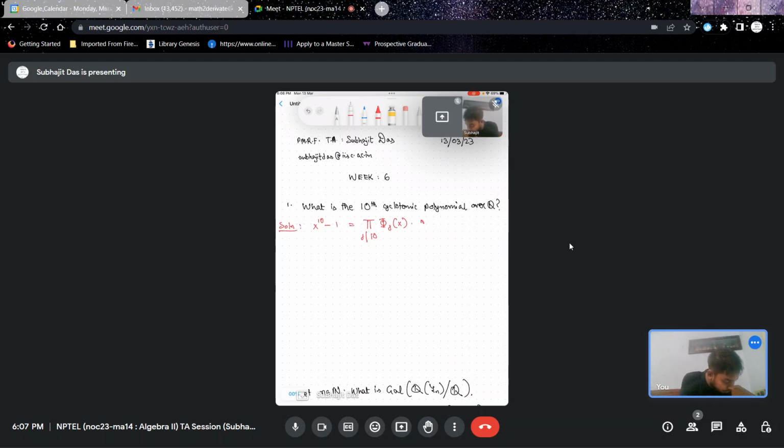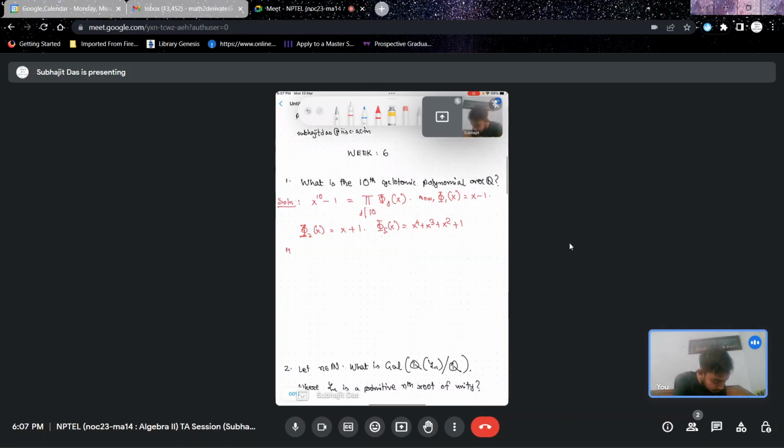Now phi 1 of x is just x minus 1, the polynomial whose only root is the primitive 1st root of unity, which is just 1. Phi 2 of x is given by x plus 1, since the only primitive second root of unity is minus 1. And what is phi 5 of x? Phi 5 of x will be x to the power 4 plus x cube plus x square plus x plus 1. Since 5 is a prime, we already know what the pth cyclotomic polynomials are. So this is precisely phi 5 of x.